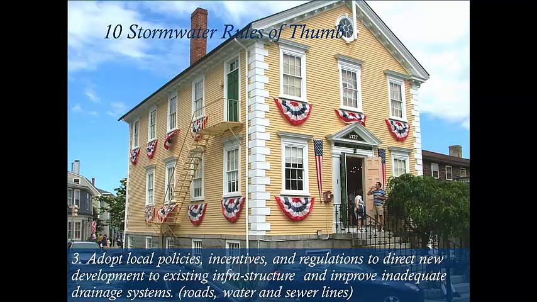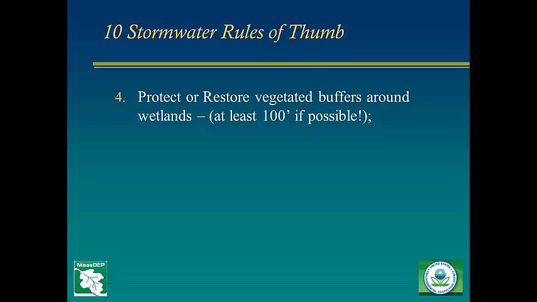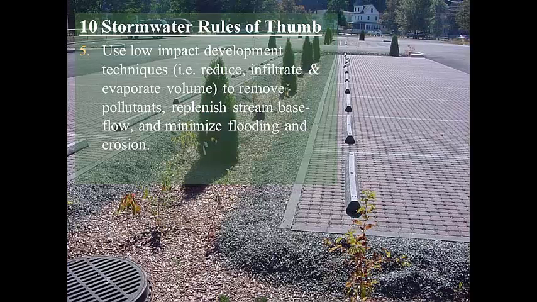The third rule of thumb is to adopt local policies, incentives, and regulations to direct new development to existing infrastructure and improve inadequate drainage systems in roads or water and sewer lines. Fourth, protect and restore vegetated buffers around wetlands, at least 100 feet if possible.